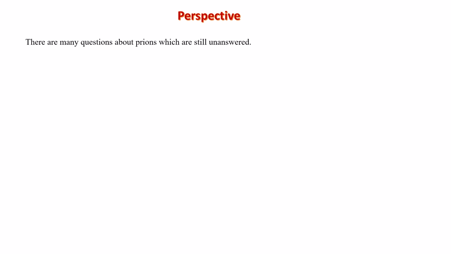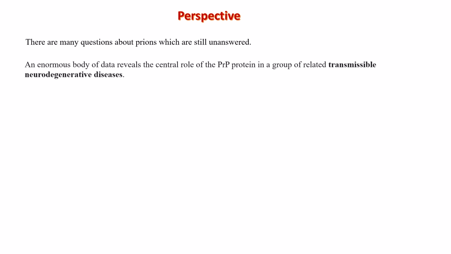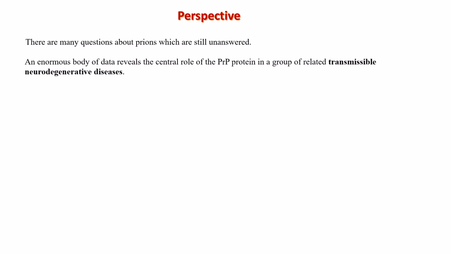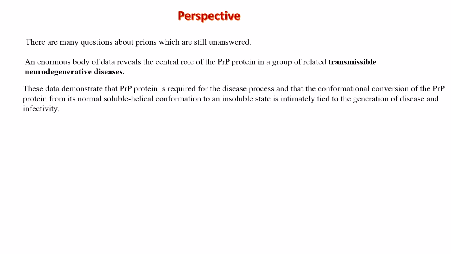After having discussed so much about the prions and prion diseases, there are many questions about prions which are still unanswered. An enormous body of data reveals the central role of PrP protein in a group of related transmissible neurodegenerative diseases. These data demonstrate that PrP protein is required for the disease process and that the conformational conversion of the PrP protein from its normal soluble helical conformation to an insoluble state is intimately tied to the generation of disease and infectivity.